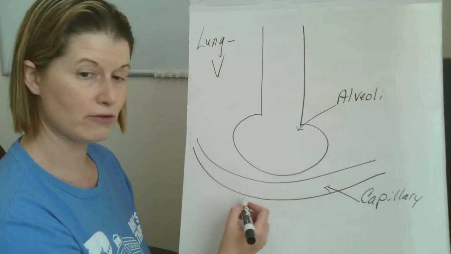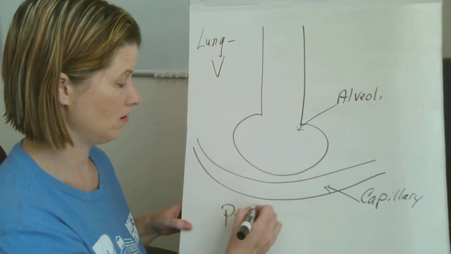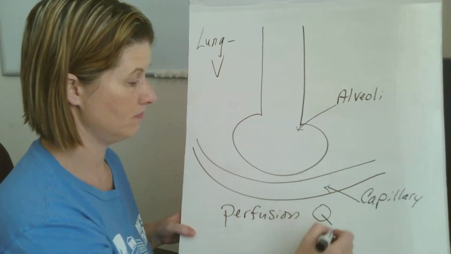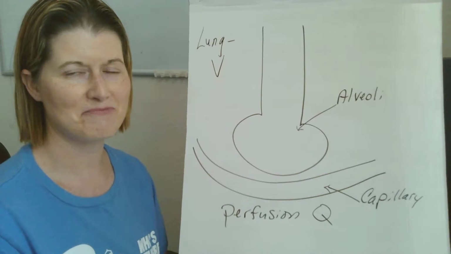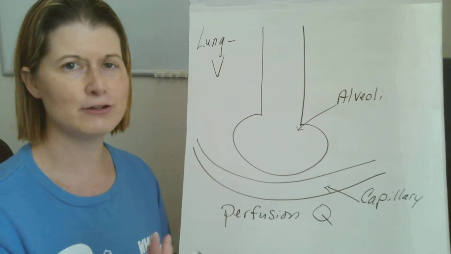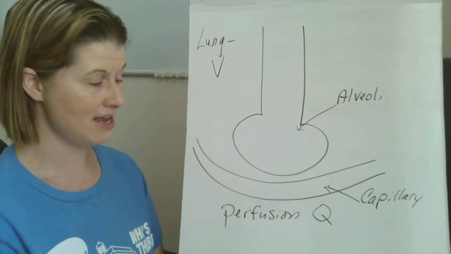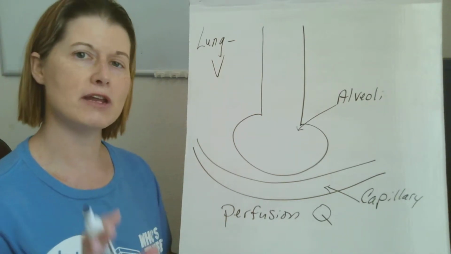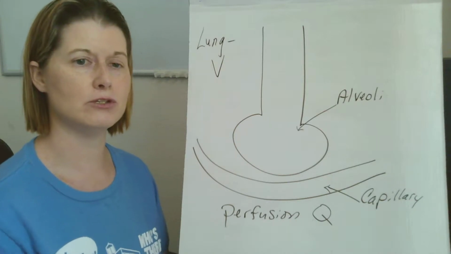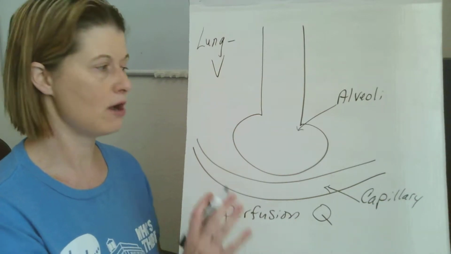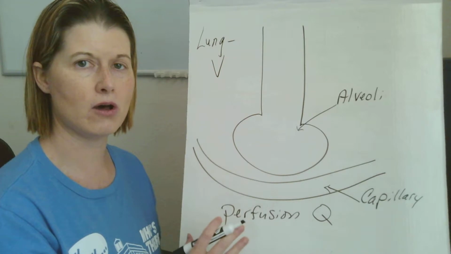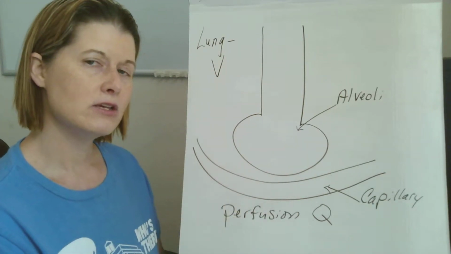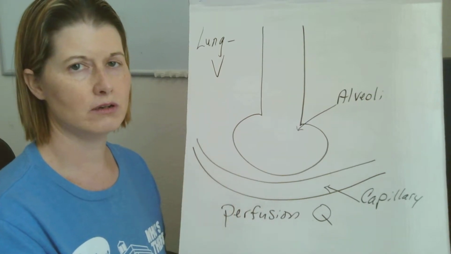Then we have perfusion, which is represented by a Q. Don't ask me why. There's a good reason, but as a nurse, it's not important for me to understand that. I just need to know that a Q stands for perfusion. So when we talk about a VQ mismatch or a VQ scan, we're looking at how well is this system working? How well are we ventilating and then perfusing? Okay? So this is a really important concept.